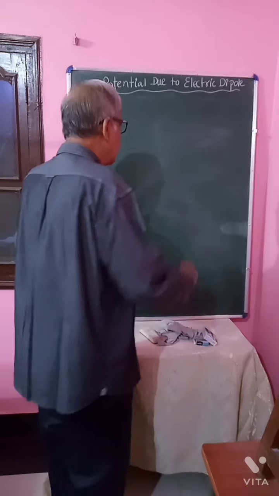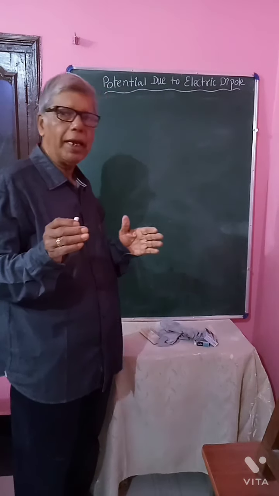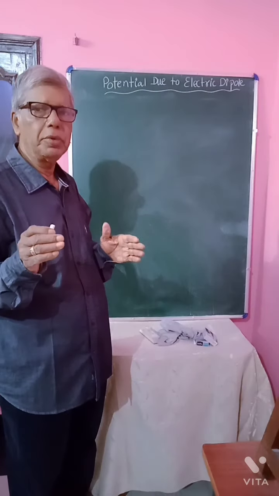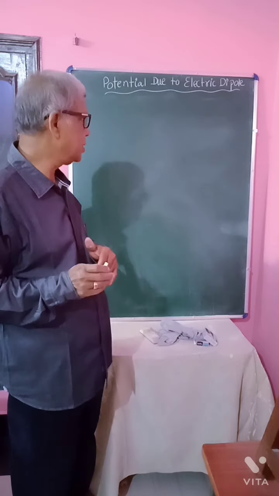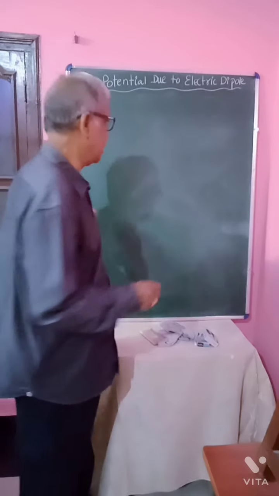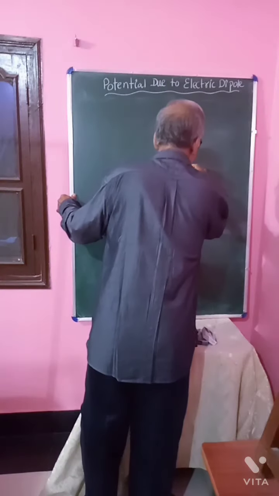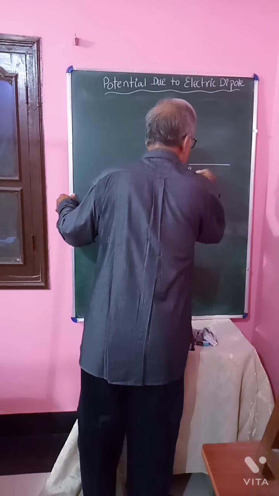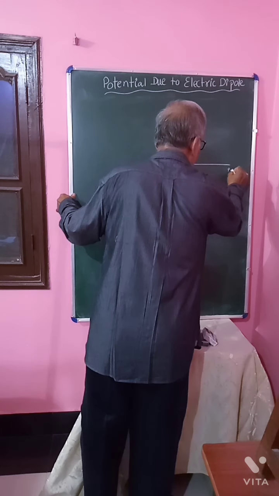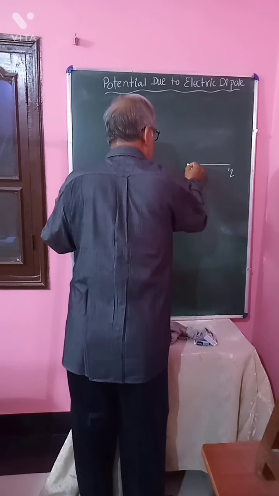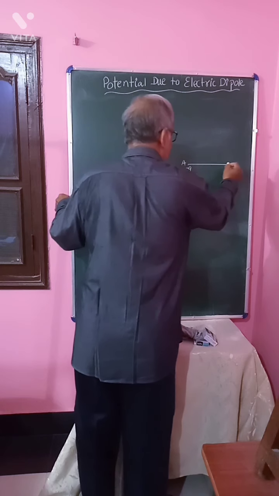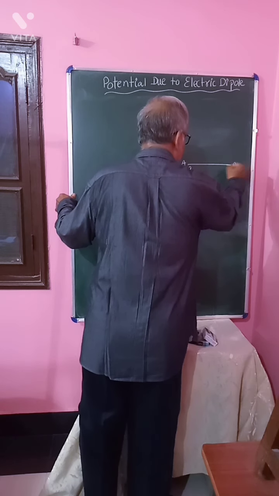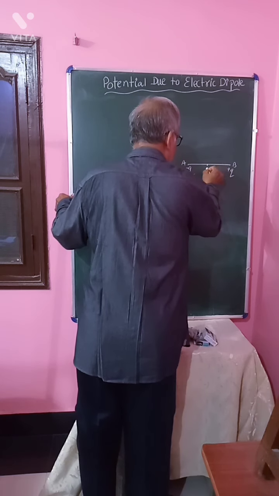Let us discuss an expression for potential due to an electric dipole. As we know, an electric dipole consists of two equal and opposite charges separated by a small distance. Say, this is point charge minus q, here point charge plus q, this point is A, this point is B, and O is the center of the dipole.